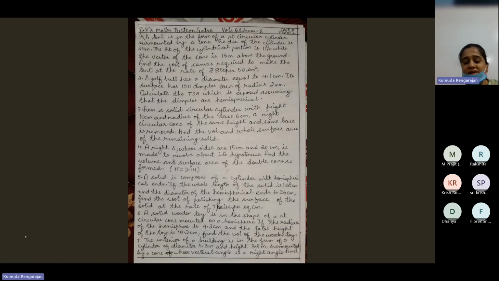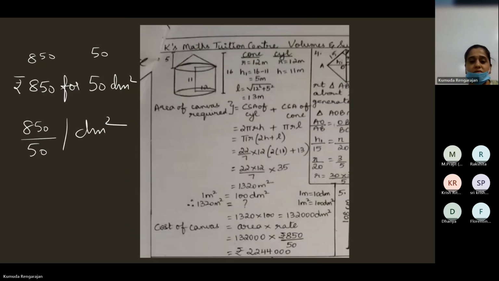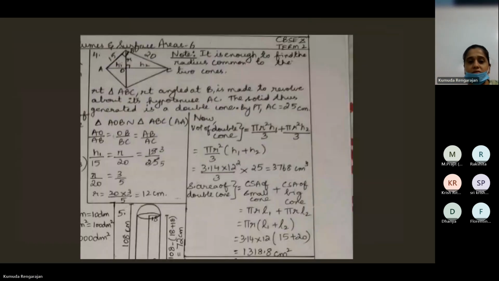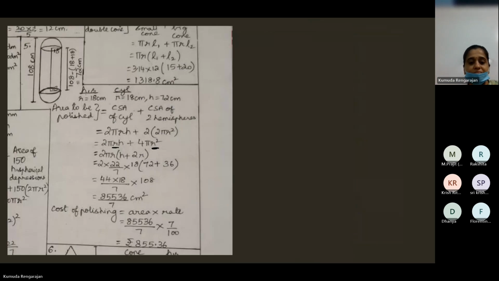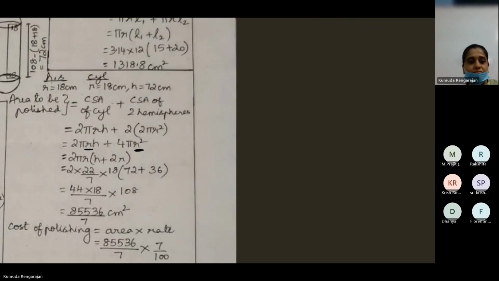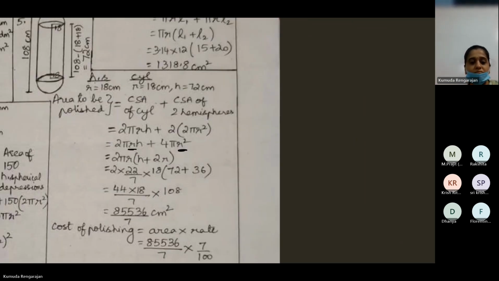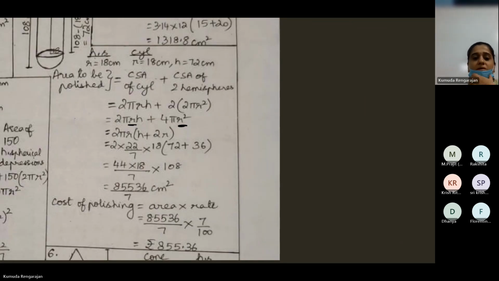The rate is given per centimeter square. Seven by 100 is to convert paise to rupees. 7 paise, convert that to rupees, 7 by 100. So the answer is in rupees.